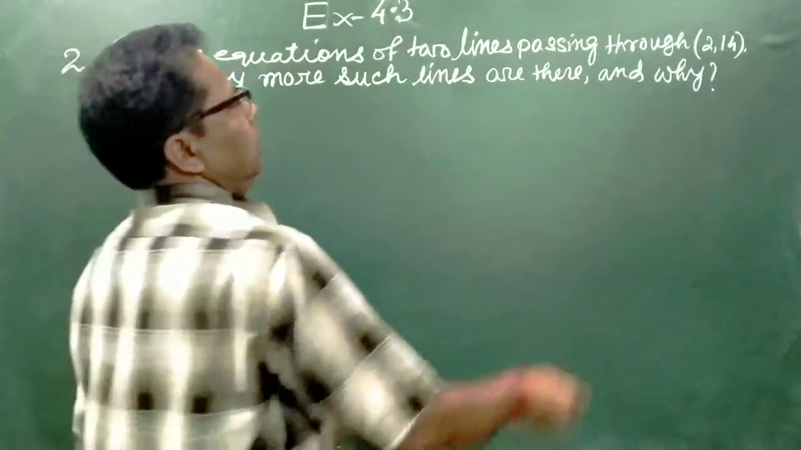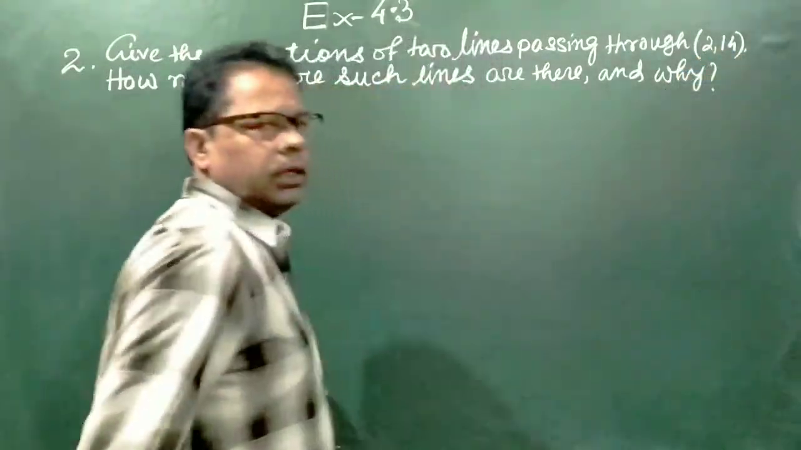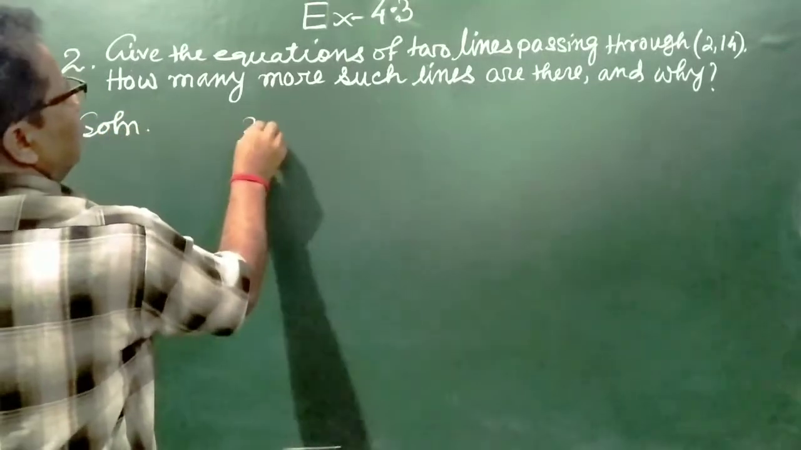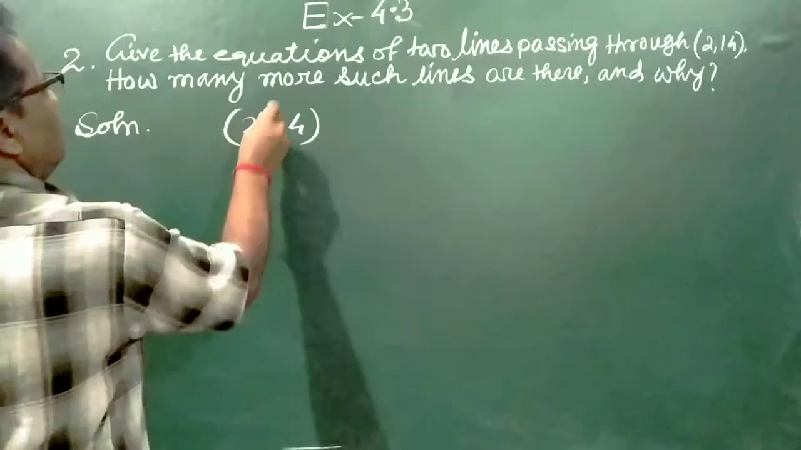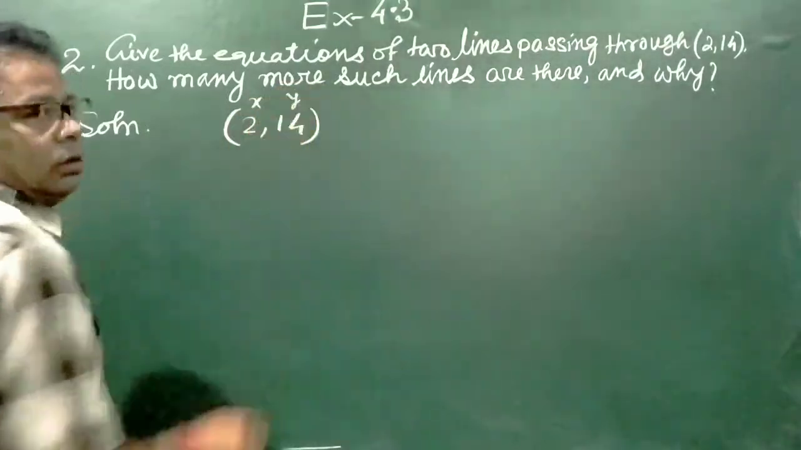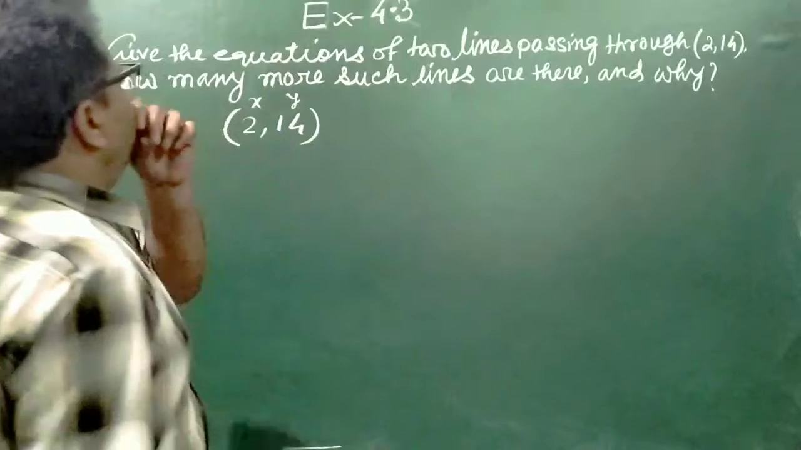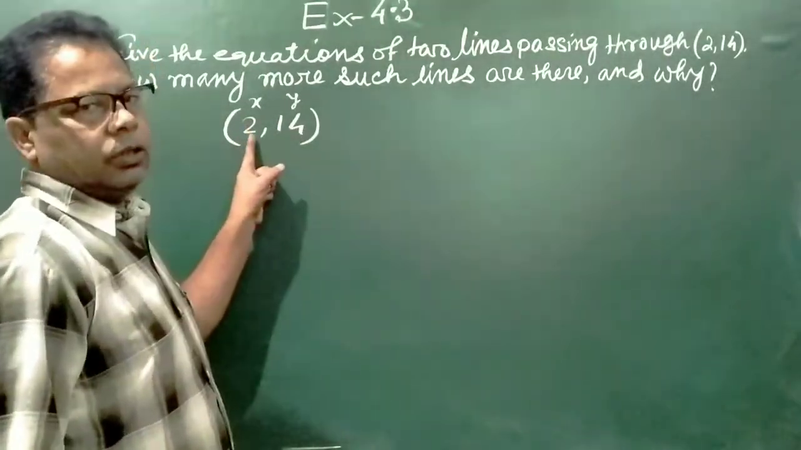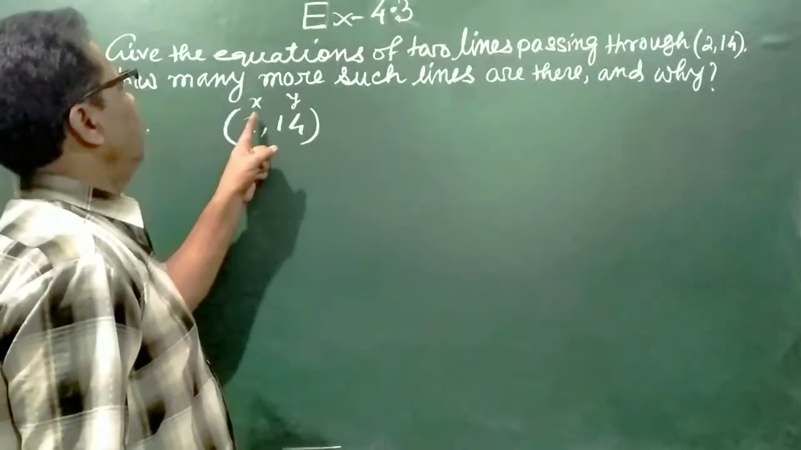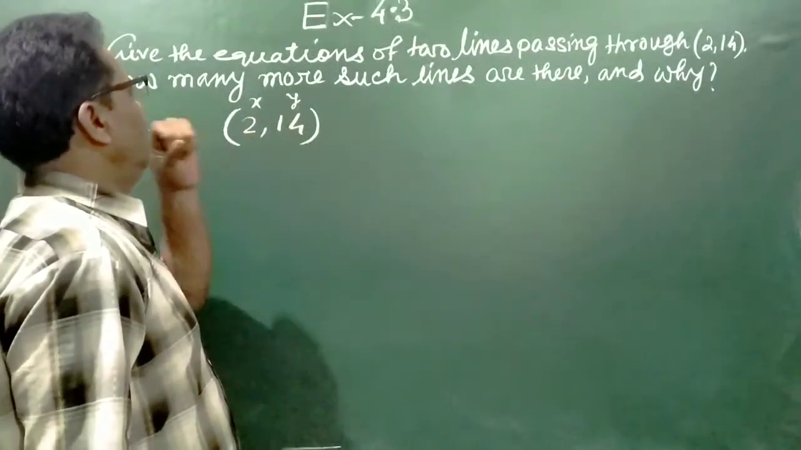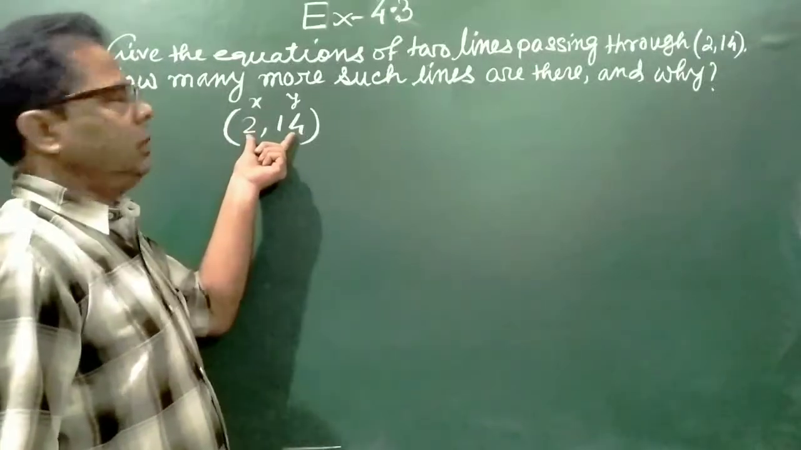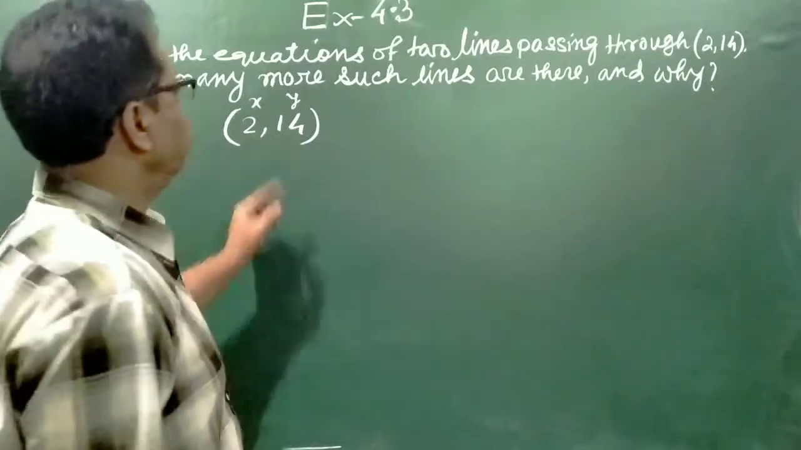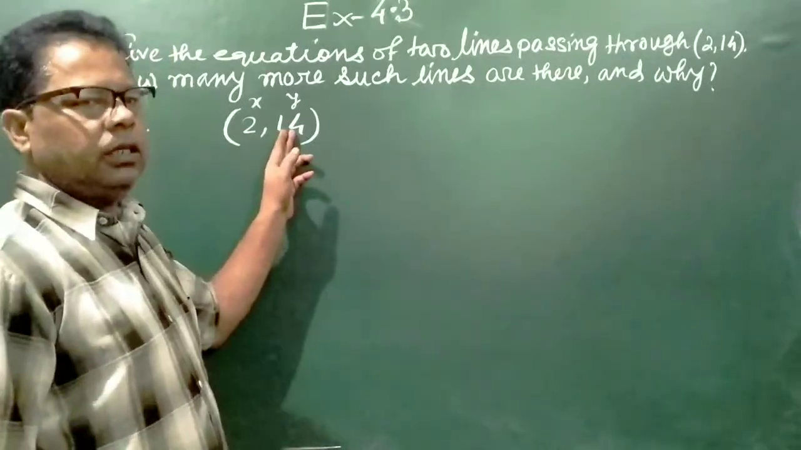So the given point is (2, 14), the first value for x and the second value for y. So this is the value for x and this is the value for y. Here we are finding that the value of y is larger than the value of x. If we suppose this is x and this is y, then the sum of these two, x plus y, is going to be 14 plus 2, 16, and if we subtract, it is going to be minus 12.